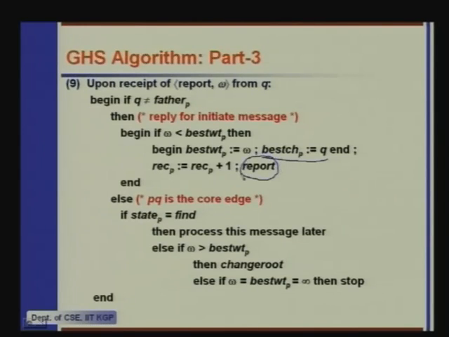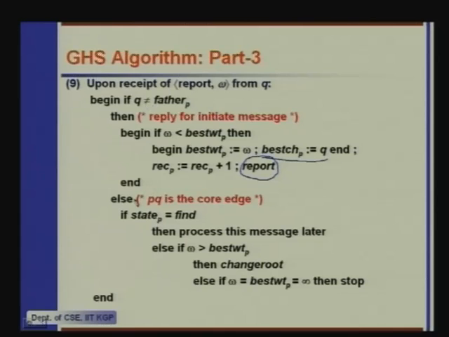Why do we execute this again? Because we need to check whether this RECP has reached the desired number, in which case we need to send a report message to the parent. So, every time we get a report message, we again execute the report procedure to do that check.